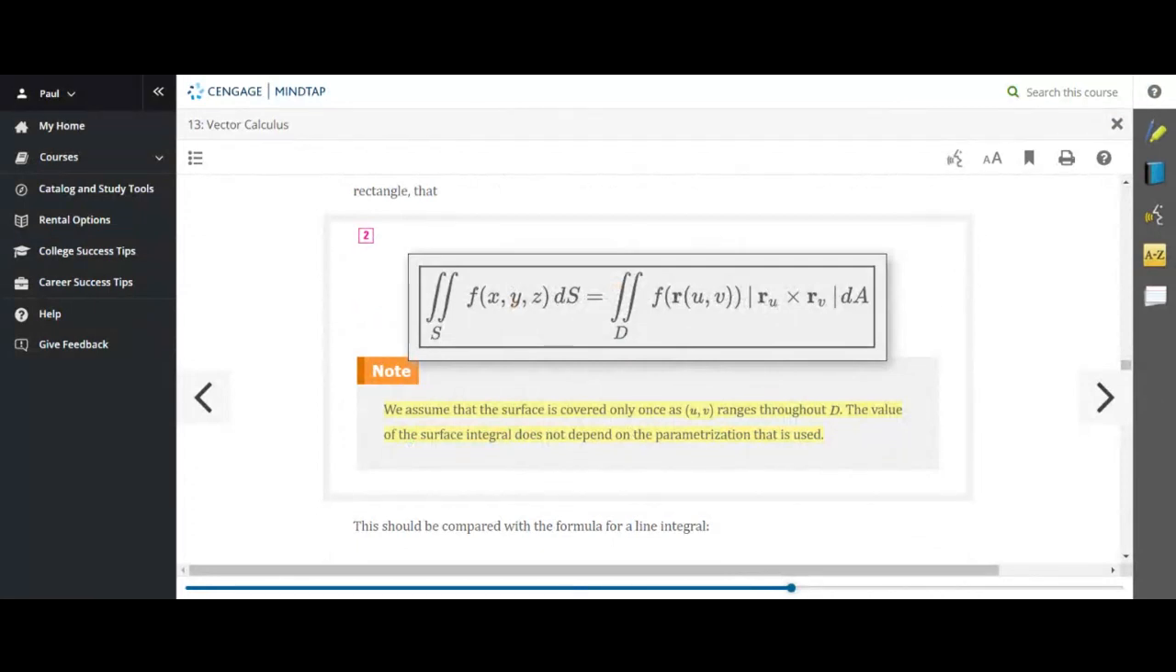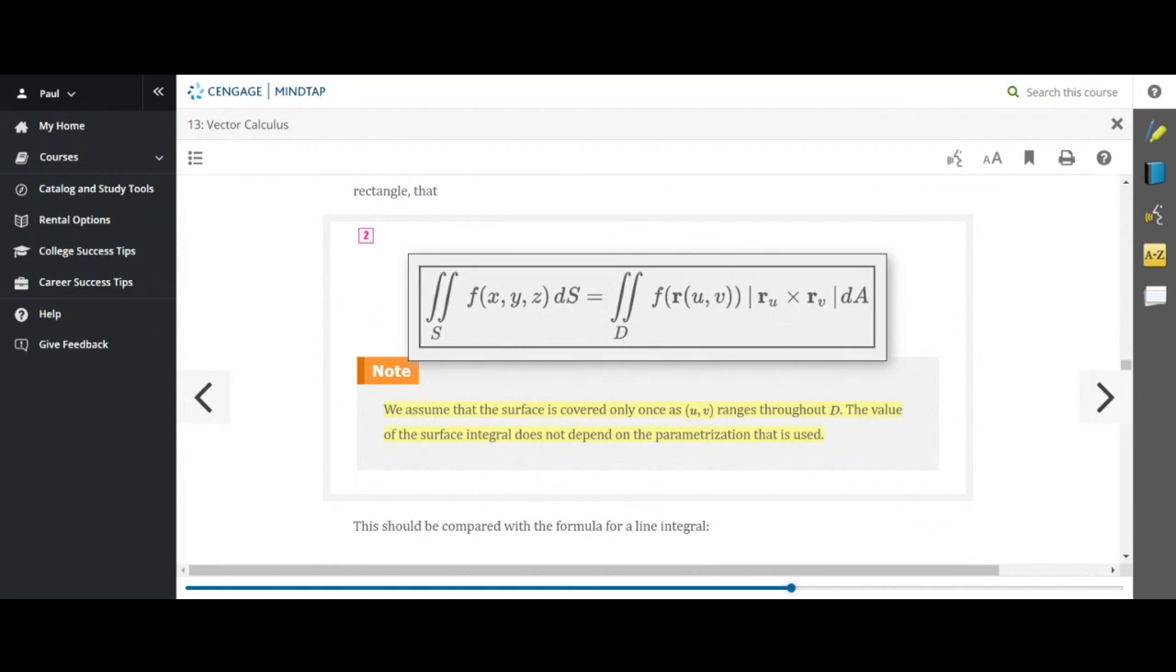So the points x, y, and z are determined by your vector function of u and v, because as u and v vary, the tip of the vector r of u and v scratches out the surface. So the tip of that vector gives the points on the surface.